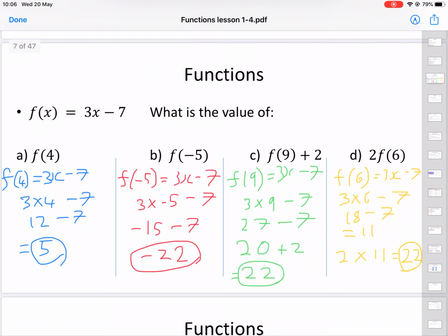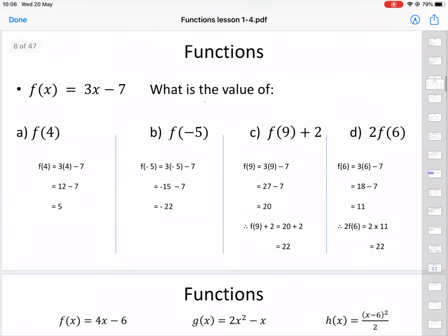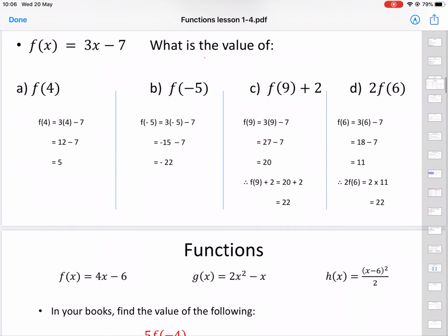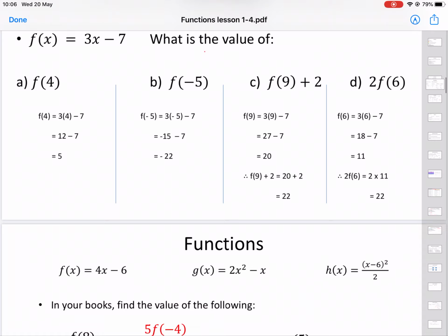And that's it. Okay, it's basically just substitution at this basic stage. It will get trickier, but not in today's lesson. It's just going to stick with substitution. So there are some of our answers, which we've just gone through.